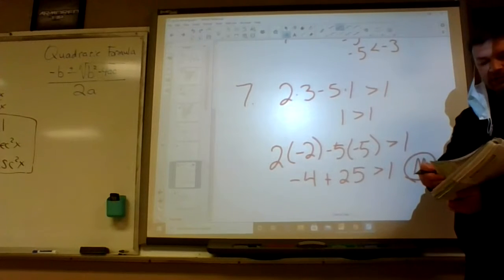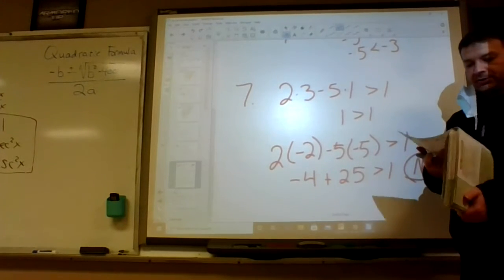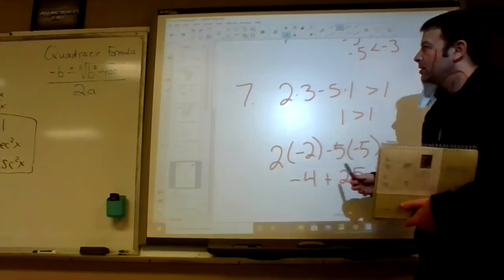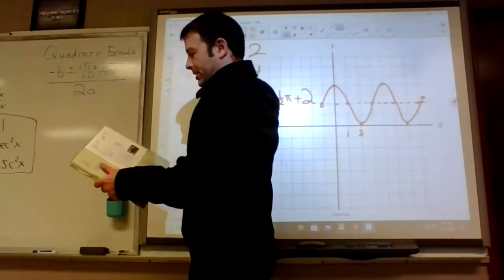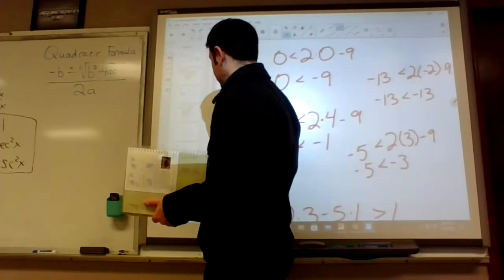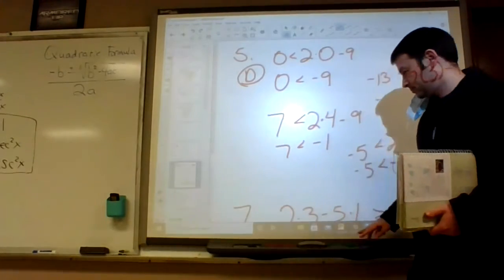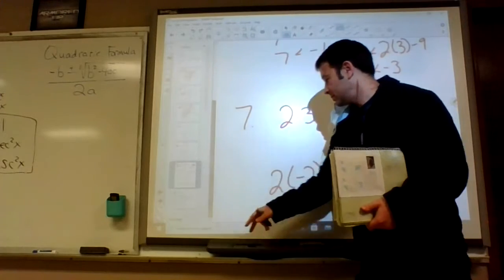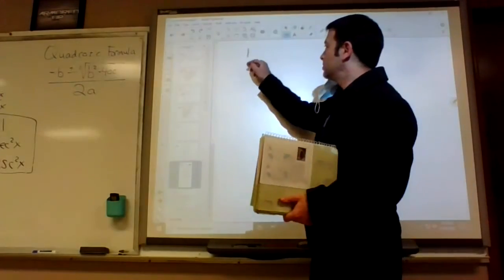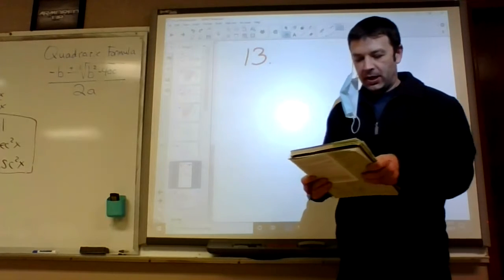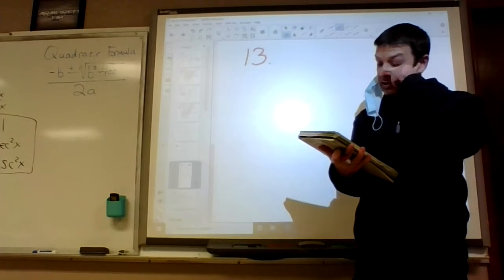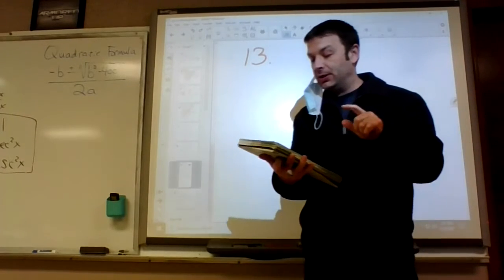Okay, we're skipping 9 through 12. 9 through 12 is kind of the same thing, really. Number 13. Is this on a graph? Not graph. Okay, on 13, it's multiple choice, it's matching basically.